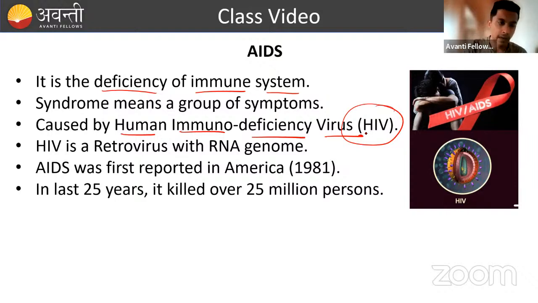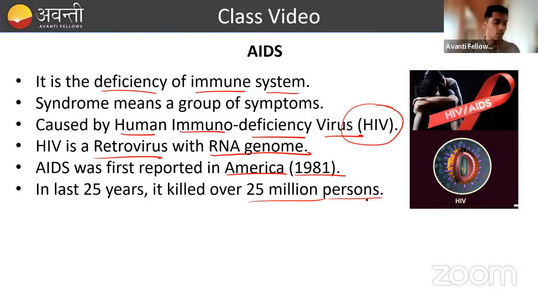HIV is a class of retrovirus. Retroviruses have RNA as their genome. There is a very interesting story on how AIDS started, but it was first reported in 1981 in America. That is 1981 to 2023 now; in the earlier census it was 2022. By then, AIDS in 25 years had claimed over 25 million people's lives. That is why it is such a deadly disease.